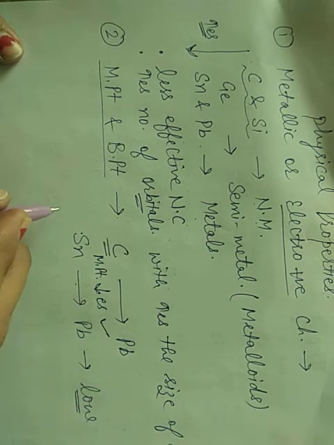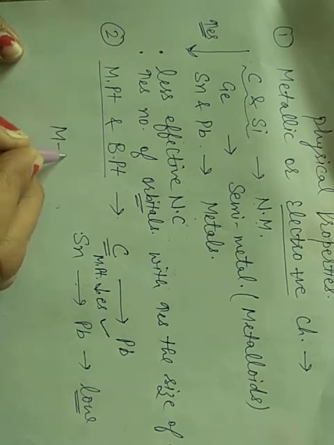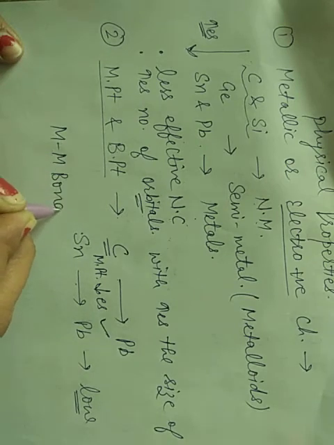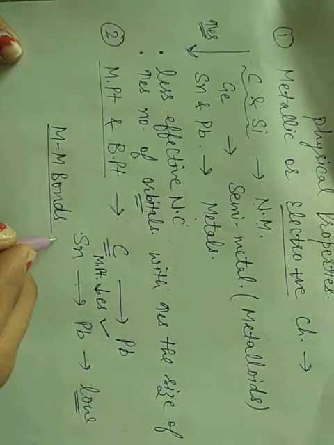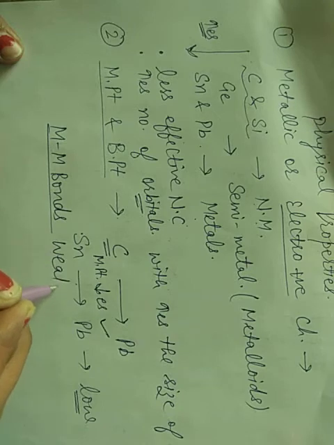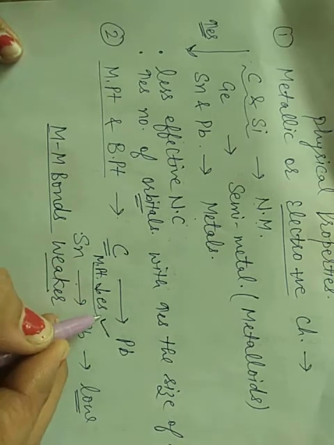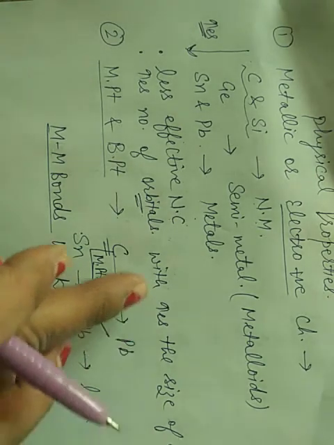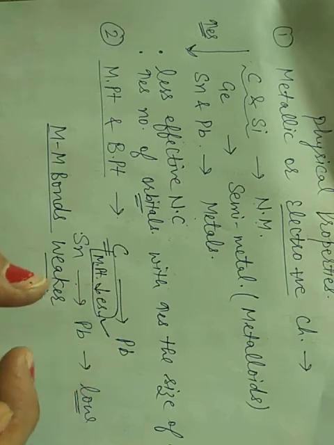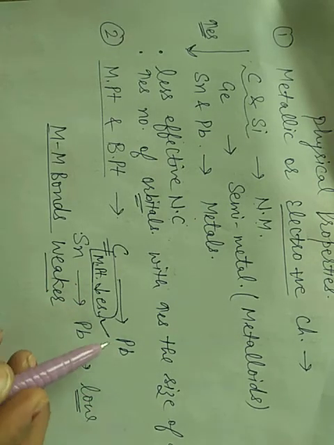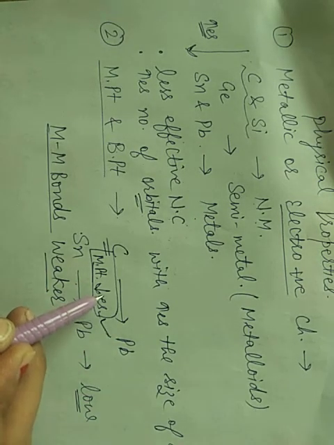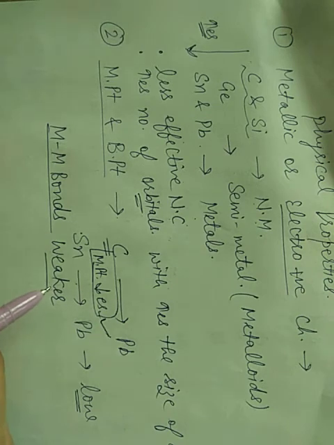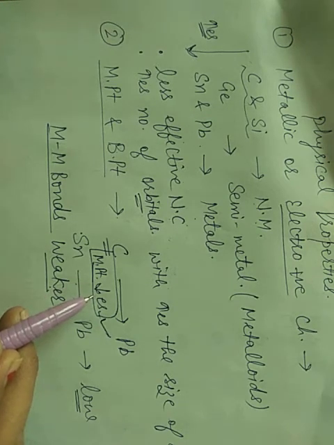क्यों? Because the metal bonds are weaker. यहाँ पे जो metal bonds होते हैं वो क्या होते हैं? Weaker bonds होते हैं, इसलिए इनका melting point क्या होता है? Decrease होता है. Okay. So they don't use all the 4 outer electrons for the metallic bonding. That's why metal bonds are weaker. So the melting point decreases.